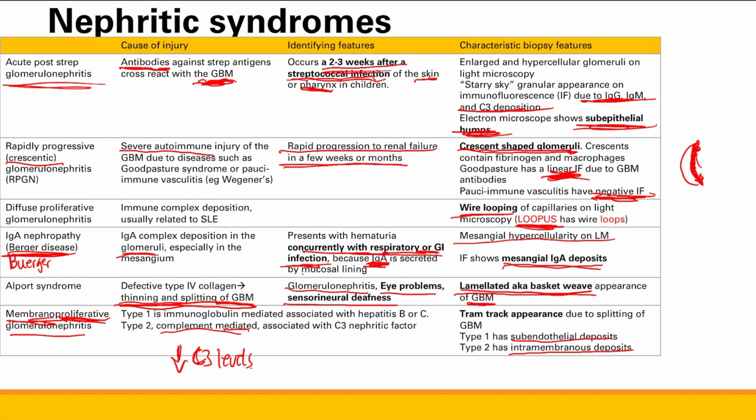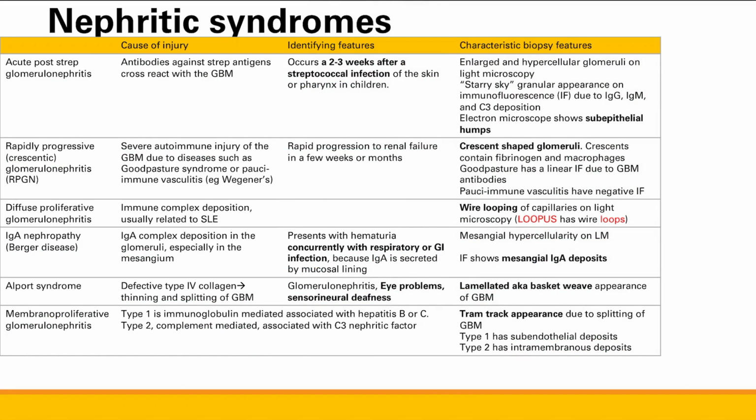The key thing here is, I'm going to erase everything. The key thing here is subepithelial humps. You should know that on immunofluorescence, if they asked you, you would get some antibodies and some C3 deposition, because this is mediated by antibodies.